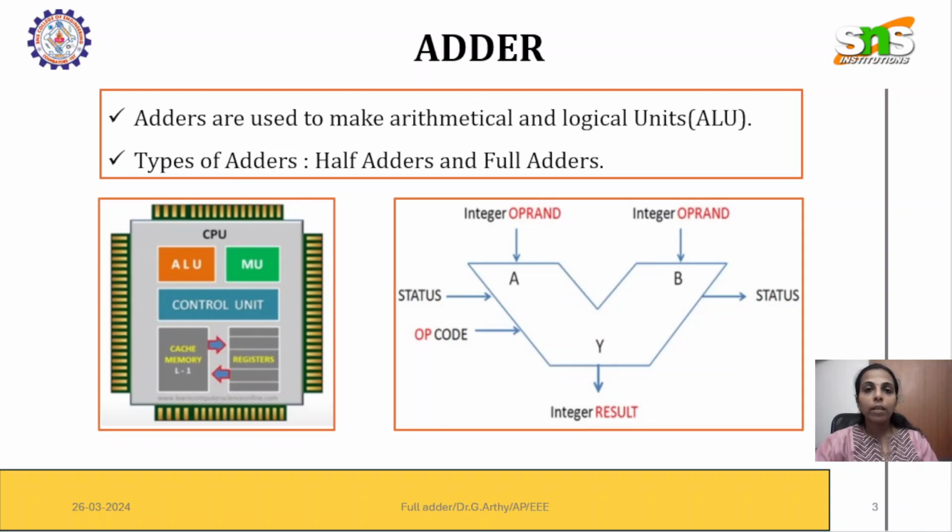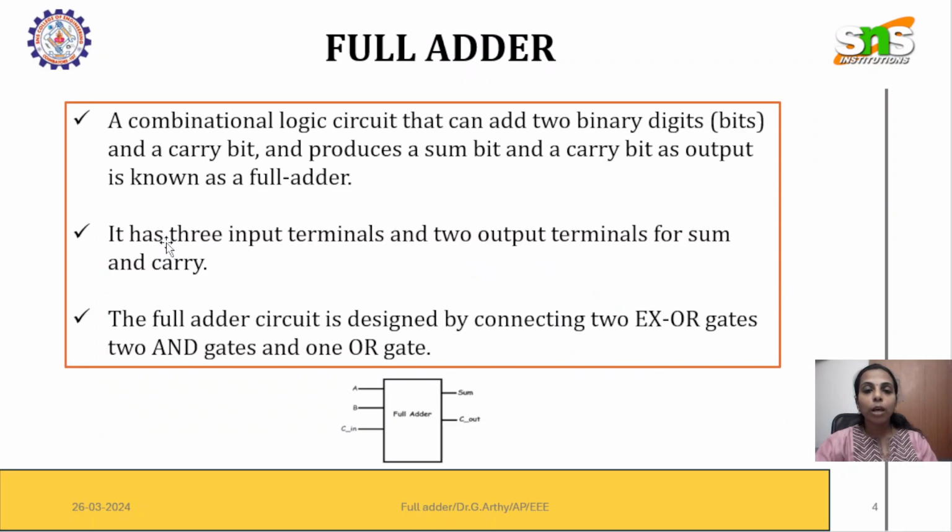Mainly, when we consider a computer system or a calculator, we have the processor, and this processor has the ALU, the arithmetic and logical unit, in order to perform the arithmetic and logical functions. The basic arithmetic operations are addition and subtraction, so that is where we require adders. Two types of adders are there, half adder and full adder. In the previous section, we discussed the half adder, and in today's section, we'll be discussing the full adder.